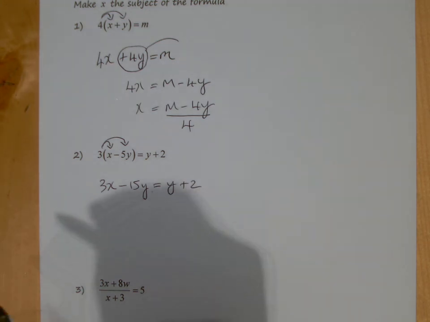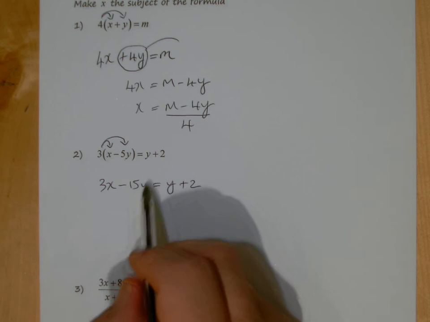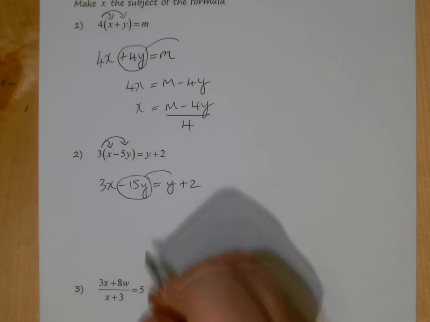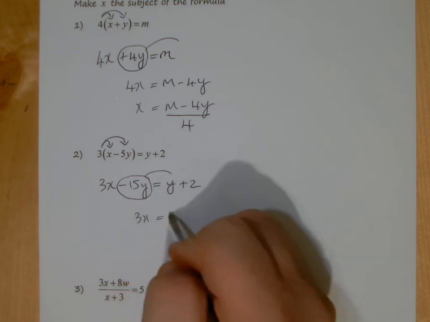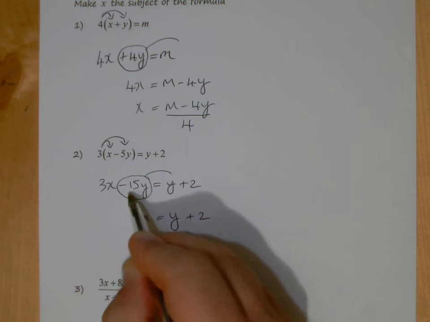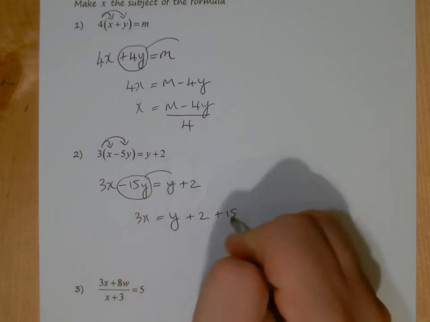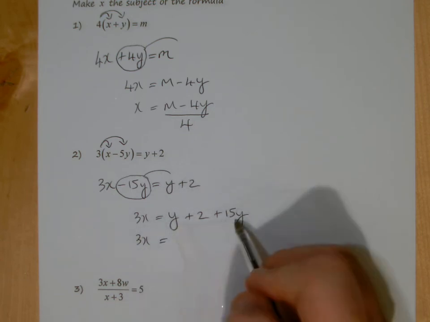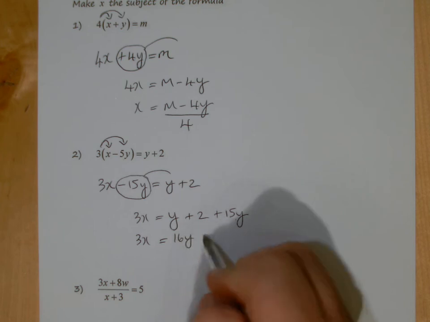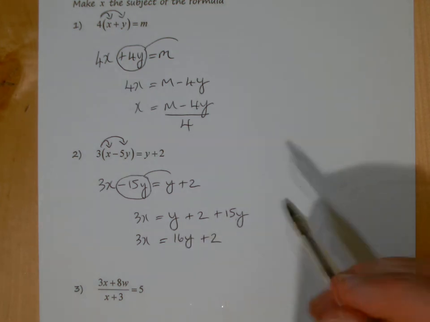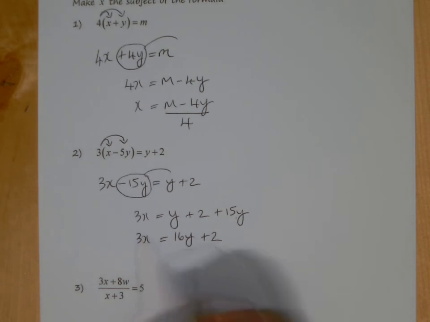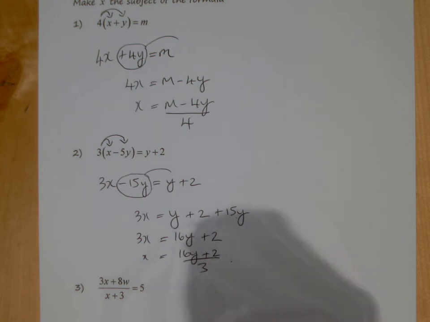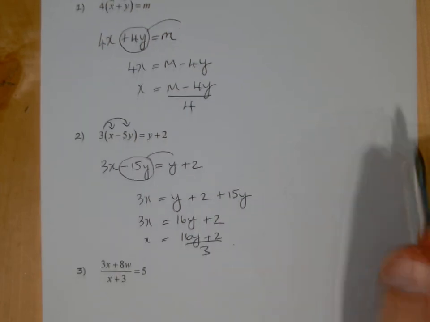You can probably guess now what we're going to do next, because we want to get x equals, so let's move the minus 15y over. So you get 3x is equal to y plus 2. Now minus 15y, when it goes over, becomes plus 15y. So 3x will equal the y plus the 15y. We can put that together, can't we, and we get 16y plus 2. And then the last step, because you've got 3 times x, take the 3 over and divide. And there you've got your x equals. You've made x the subject of the formula.